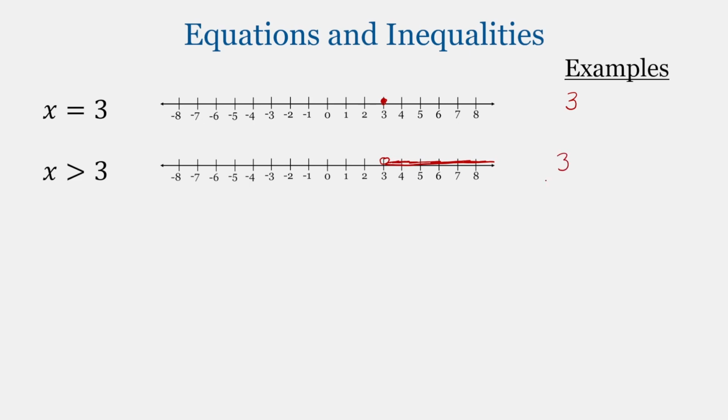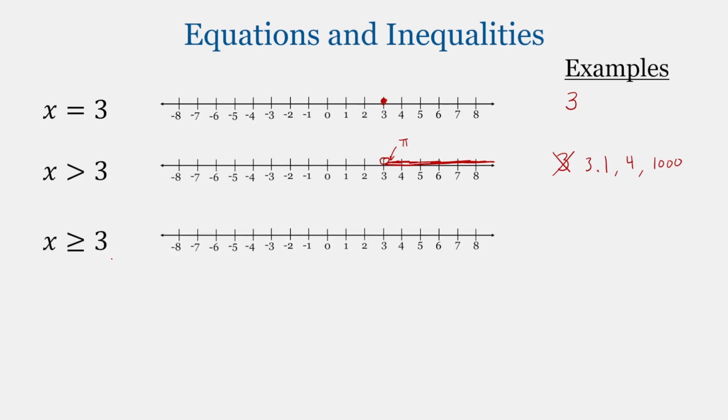Does this include the number 3? No, 3 is not included here. But 3.1 is, because 3.1 is bigger than 3. So is 4. So is 1,000. Any number greater than 3 would be included. That's an infinite number of numbers. All of those whole numbers, fractions, decimals, and irrational numbers, including pi. So pi is going to fall right about here. So that's going to include our irrational number pi.